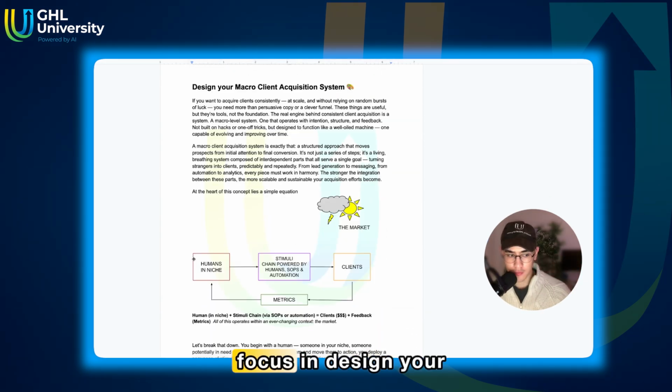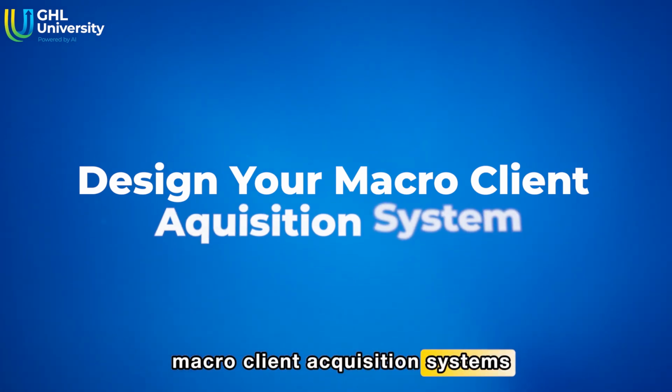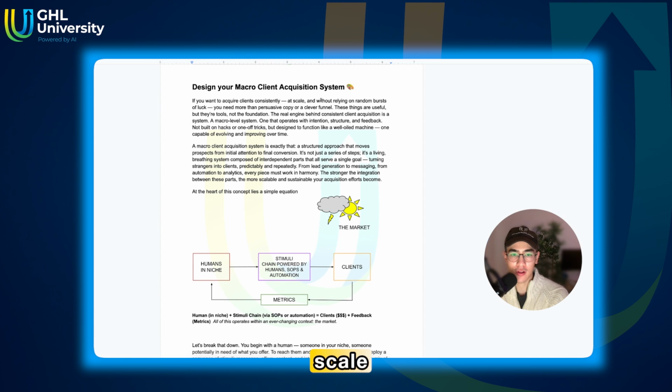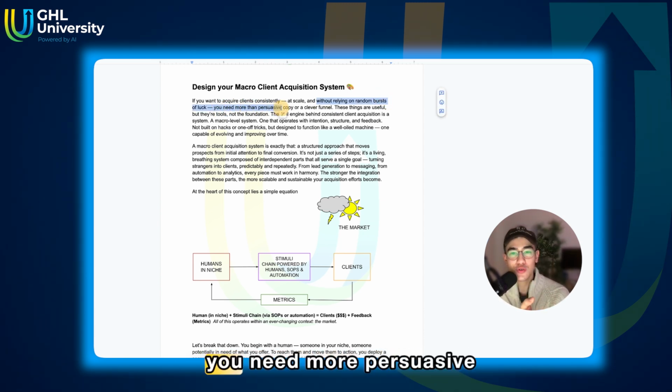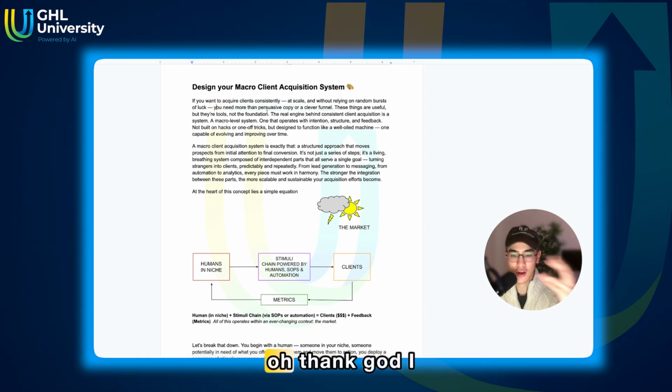All right, focus in. Design your macro client acquisition systems. If you want to acquire clients consistently, at scale, without relying on random bursts of luck, like, oh man, I got a client, you might think you need more persuasive copy or a clever funnel, right? These things are useful, but they're tools, not the foundation. You don't want to just land clients like, oh, thank God I have a client.